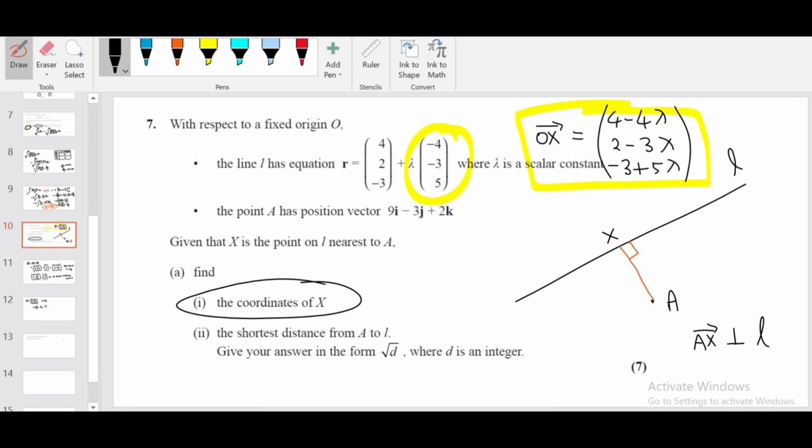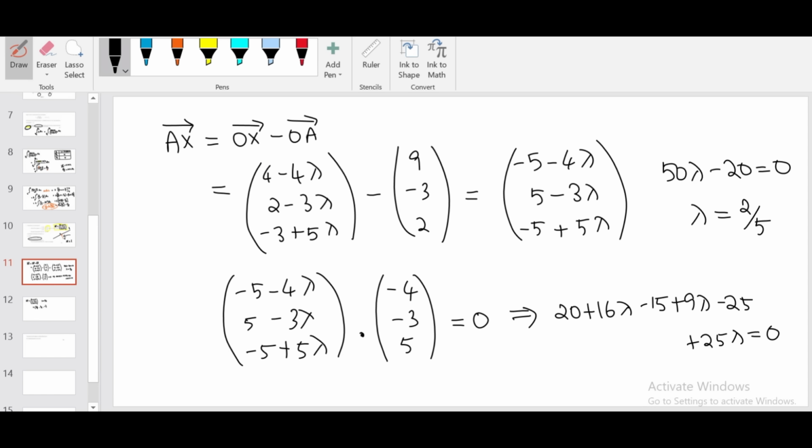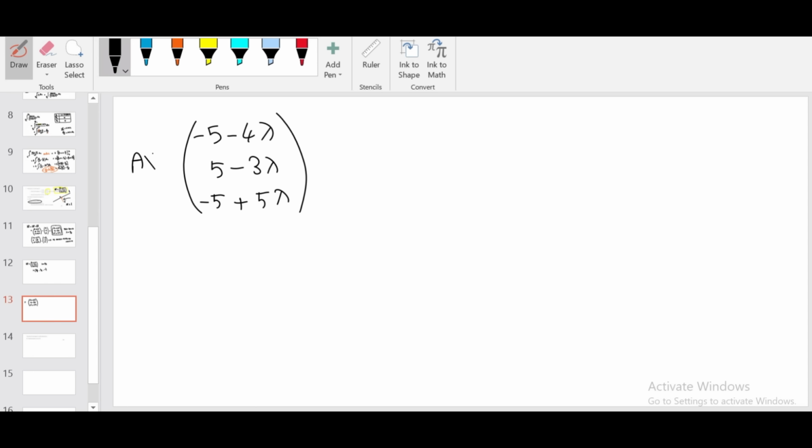So we answered this already, the coordinates of X. Now they want you to find the shortest distance from A to L, which is this length. So we need to find the AX vector and the modulus of the AX vector. We have the AX vector here. Sub in the lambda value there. So this is the AX vector in terms of lambda. Now replace lambda by 2 over 5 and then find the modulus of this vector.